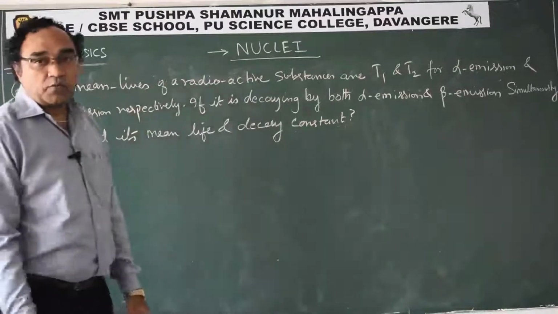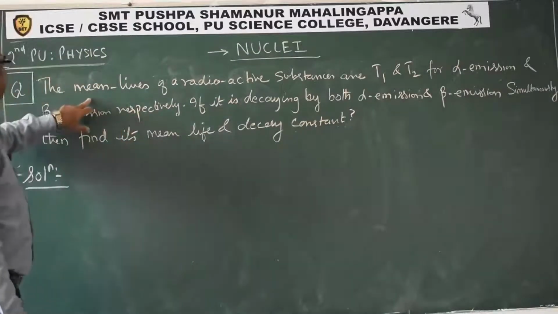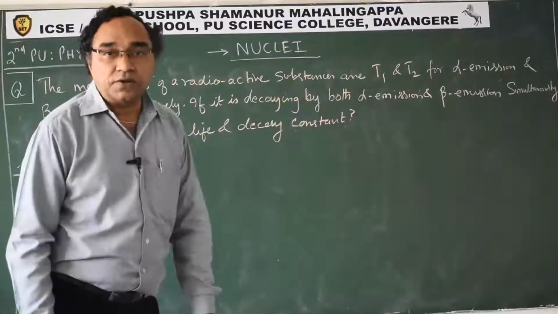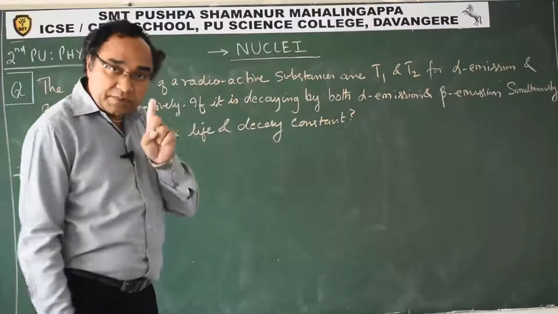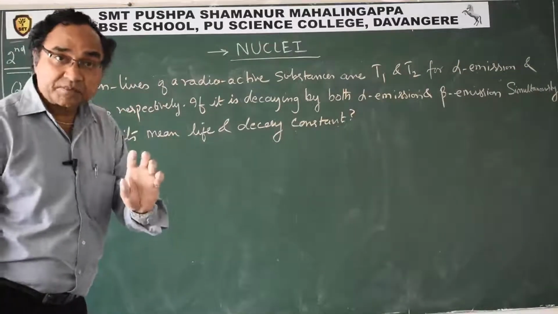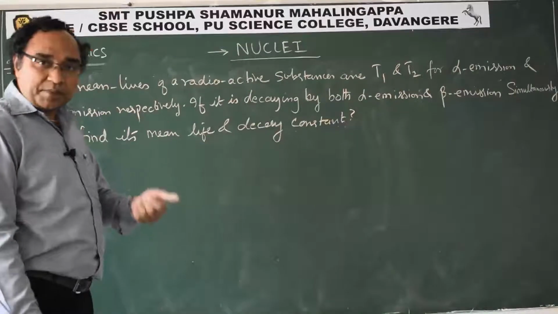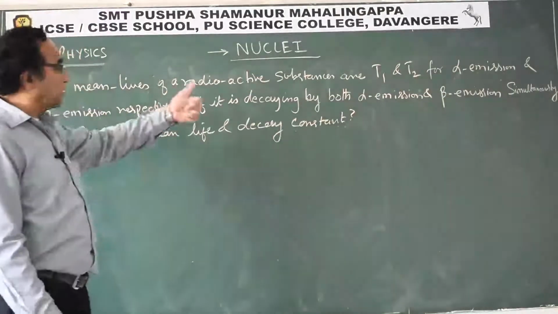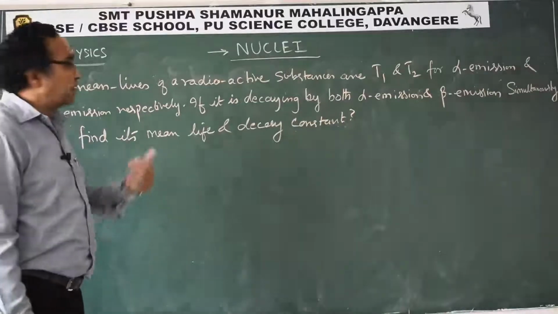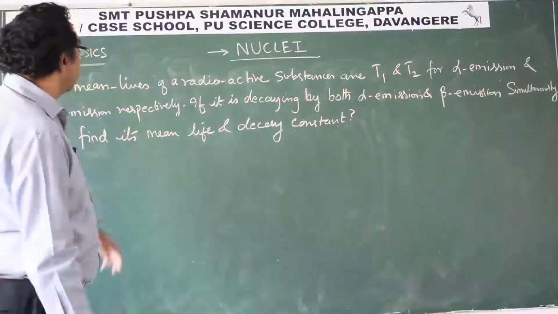Well students, let us take one more question. The question is like this. The mean lives of a radioactive substance are T1 and T2 for alpha emission and for beta emission respectively. The substance is the same. If it is emitting an alpha particle, the mean life is T1, and if it is emitting a beta particle, then the mean life is T2. This is what is given.